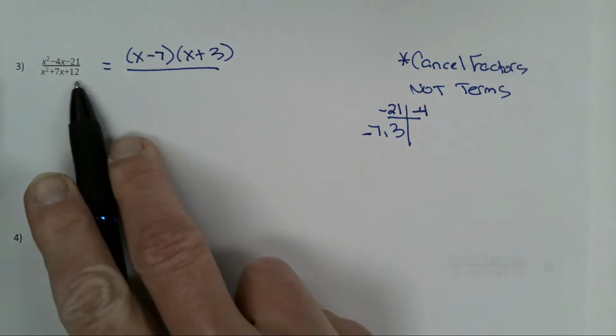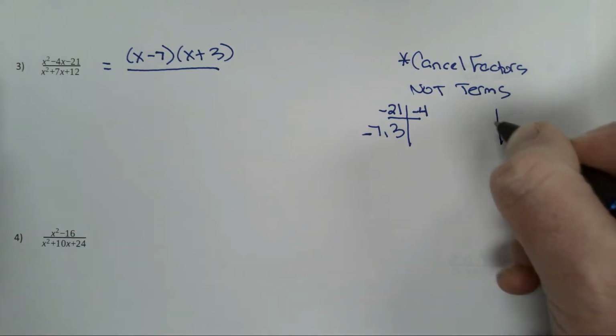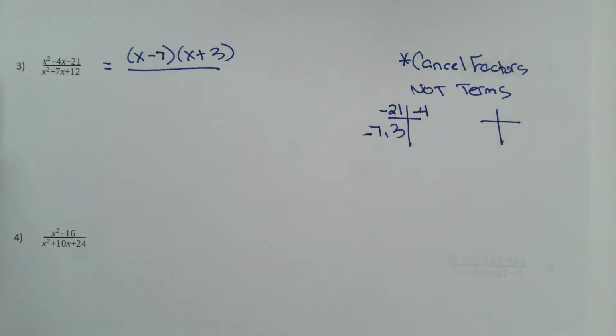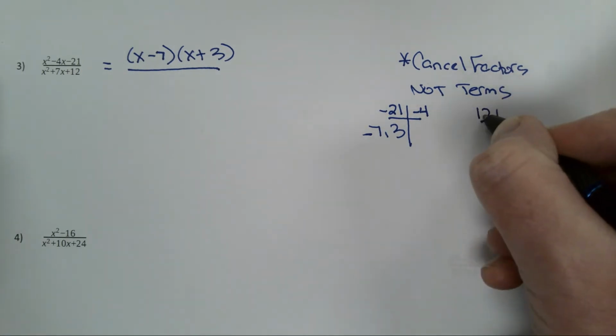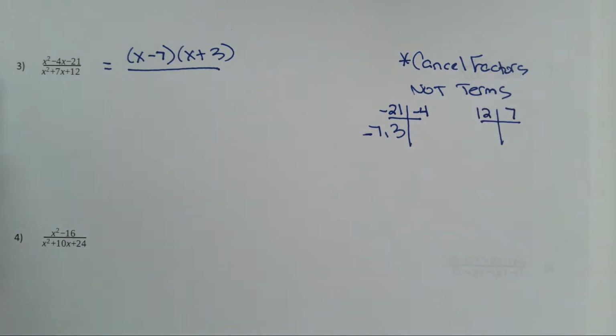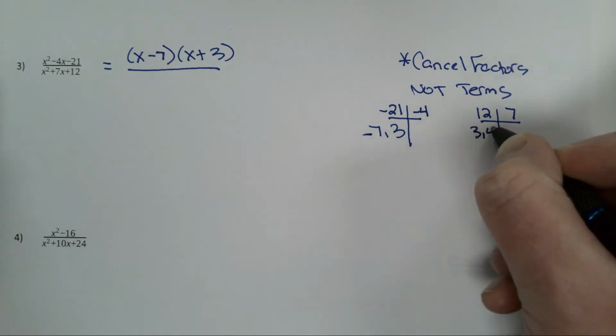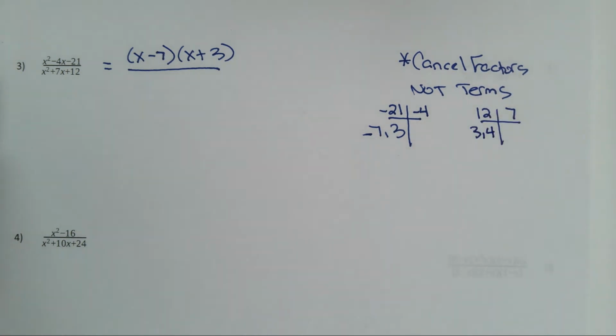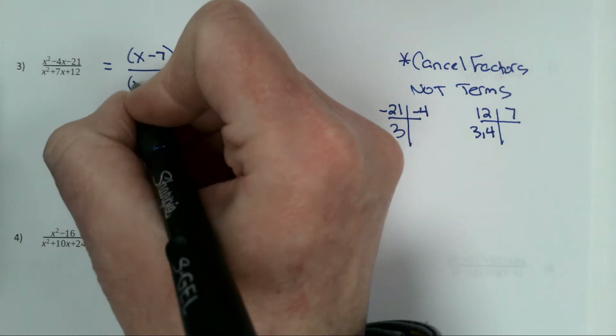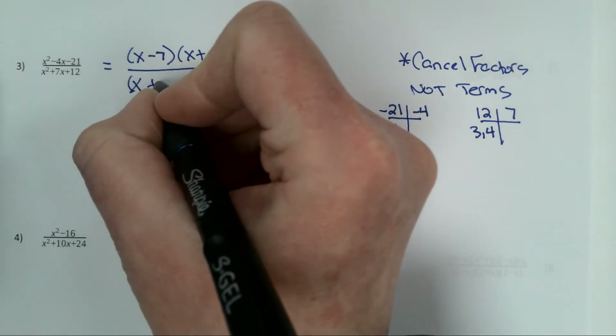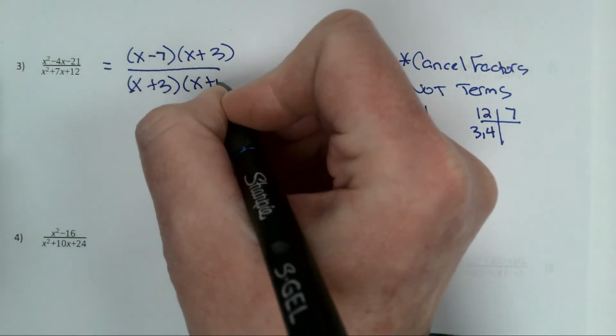The denominator is also a trinomial, so it gets an ACB chart as well. I need factors of 12 that add up to 7. So 3 times 4 is 12, and that does add up to 7. x plus 3 and x plus 4.